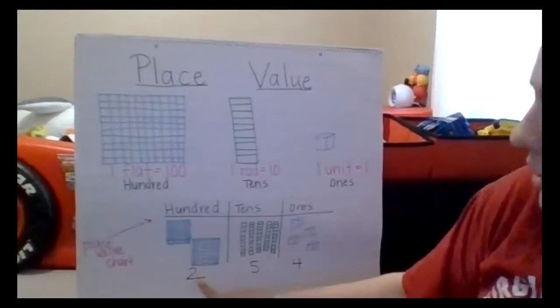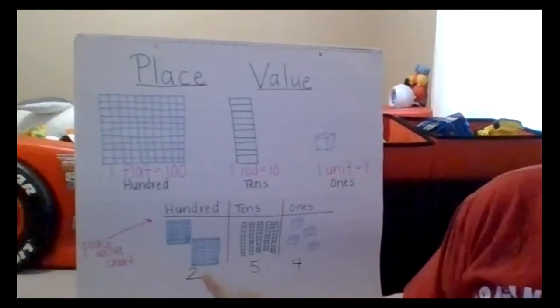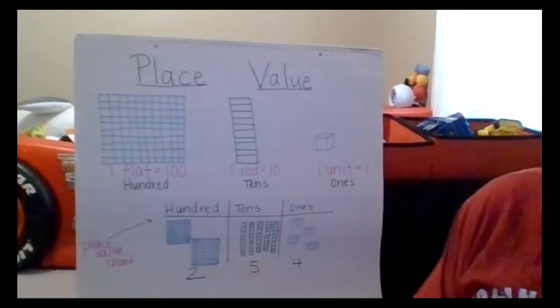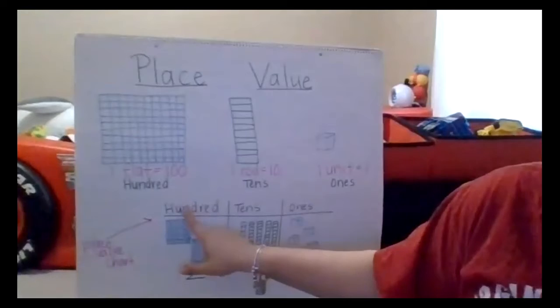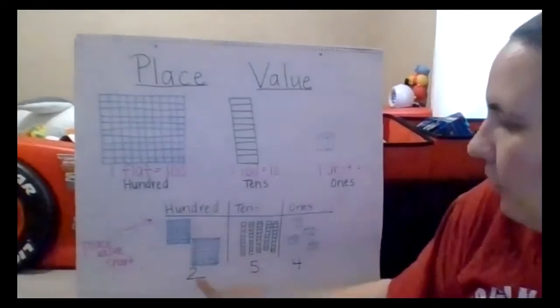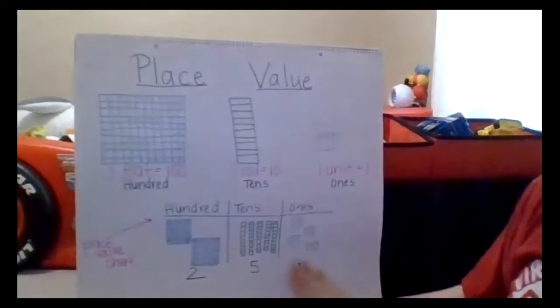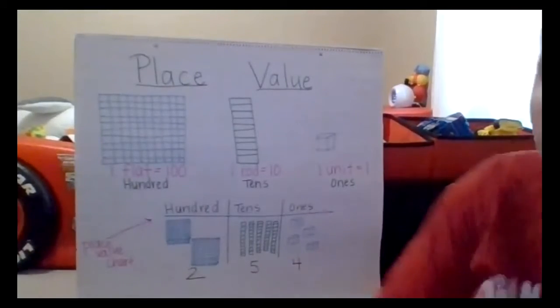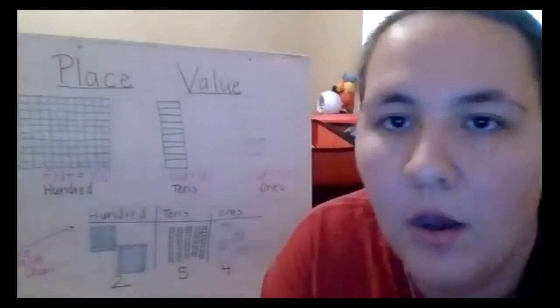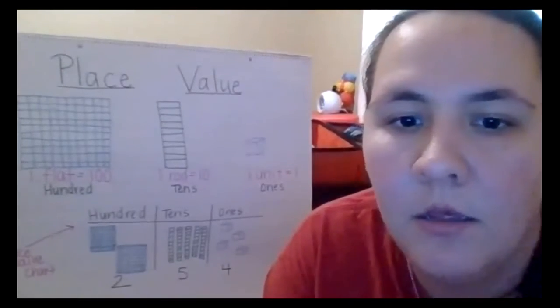Okay, so when you read a number from this chart, I want you to touch the hundreds place and say the number. So we say 2. Then you're going to touch the word 100 to remind you to say 100. So 200. And these two numbers always go together. So 54. Okay, so let's go back to our screen.